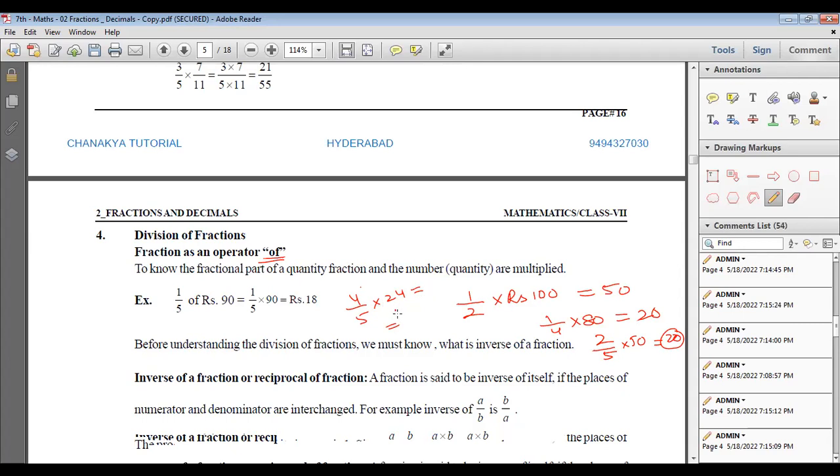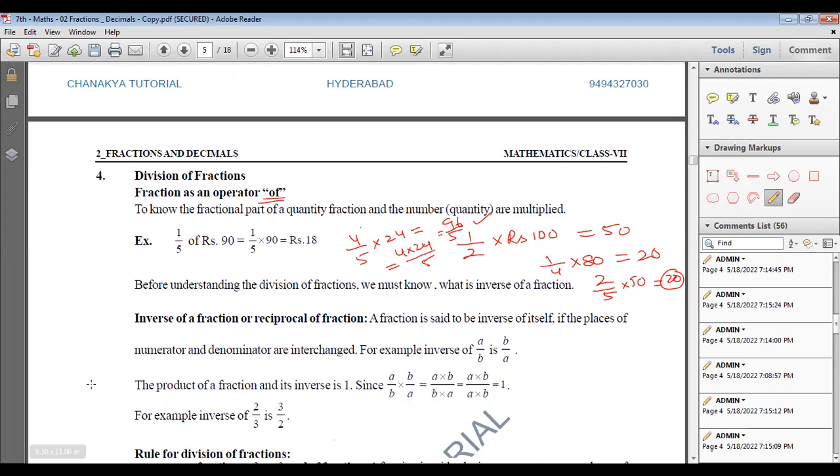Yes, children. 4 multiplied with 24 is 96, over 5. You can write it like that, children. Sometimes simplification will happen; sometimes if it does not, you just multiply the numerator with the whole number. Now we have to convert that into a mixed fraction.